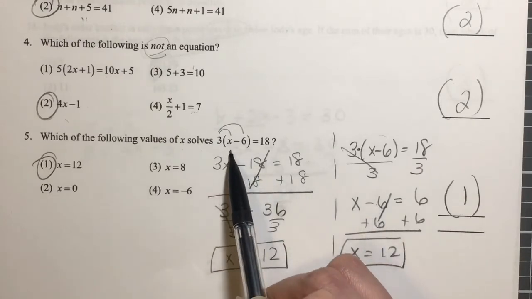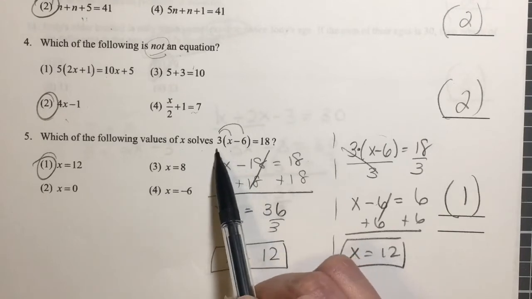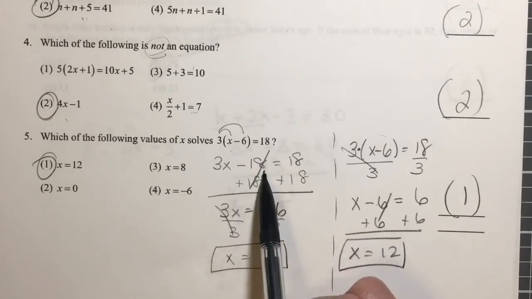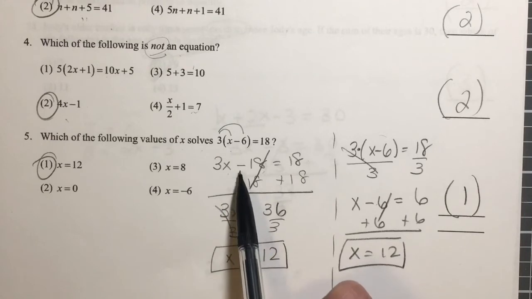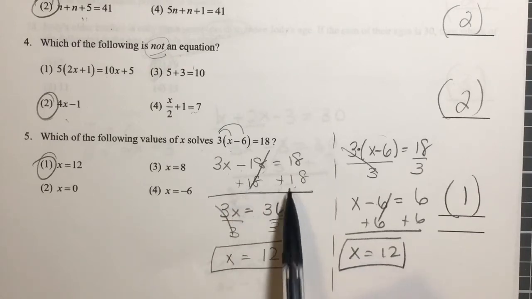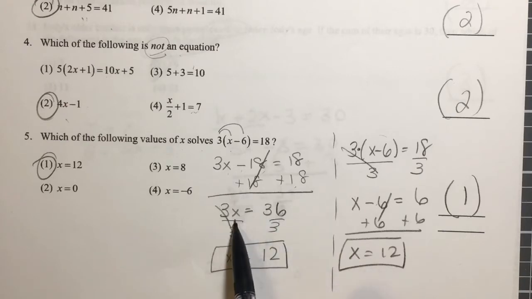The first way, the typical way that you would do this, would be to distribute the 3 and then solve for x by undoing the subtraction of 18 by adding it over to this side, getting 36, bringing down the 3x, and then dividing away the 3 to get our 12.